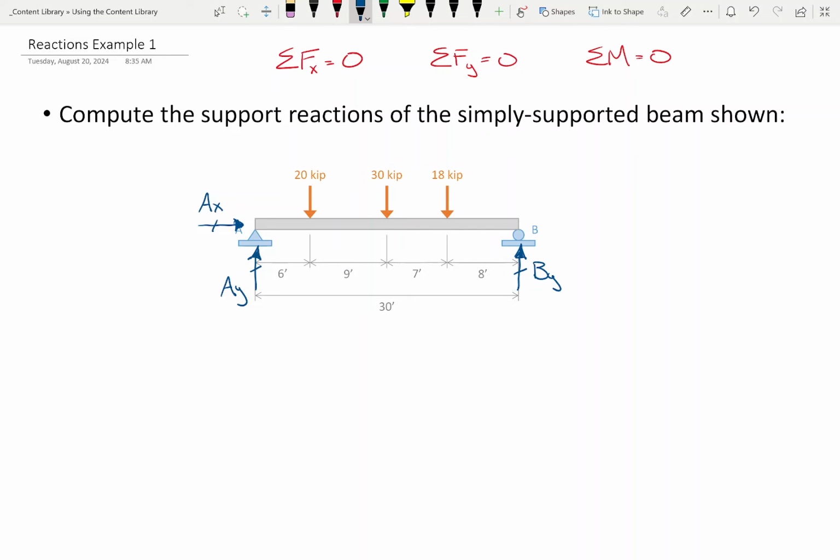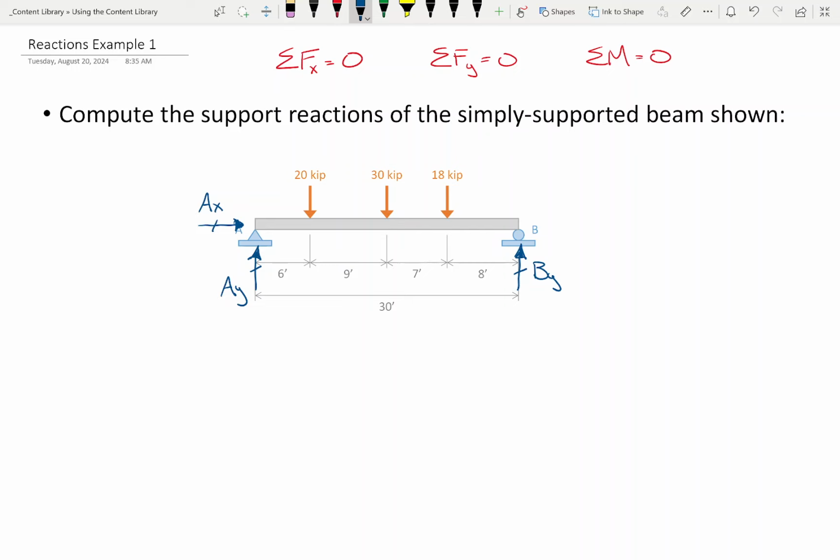But let's be a little choosy. Let's be crafty. If I'm going to sum moments, about which point do you think I should sum moments? A. We can sum moments about A. That will eliminate two of our unknowns because AX and AY generate no moment, and we would just be isolating our unknown at B. Does that make sense?